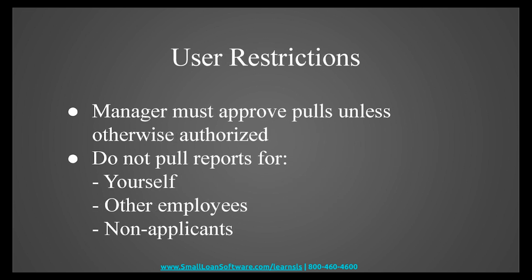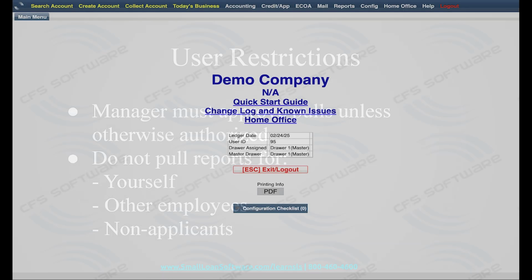User restrictions for pulling and approving credit reports. Managers must approve all credit reports unless other employees have been authorized to do so by the supervisor or company ownership. You cannot pull credit reports on yourselves, other employees, or anyone not currently applying for a loan. Credit reports are only to be pulled for customers applying for credit who have submitted an application or called in to apply for a loan.